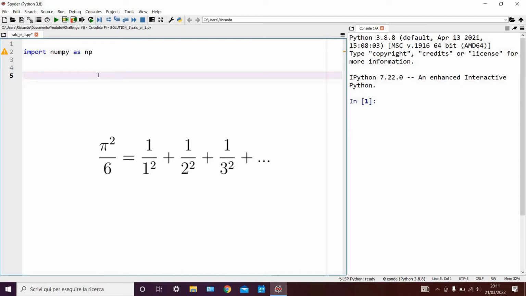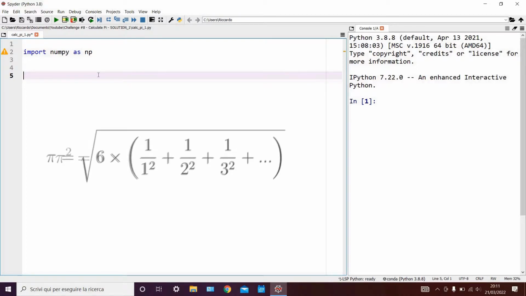We can do this by first calculating the infinite summation on the right, then multiplying it by 6, and finally square rooting it. And that should give us pi.